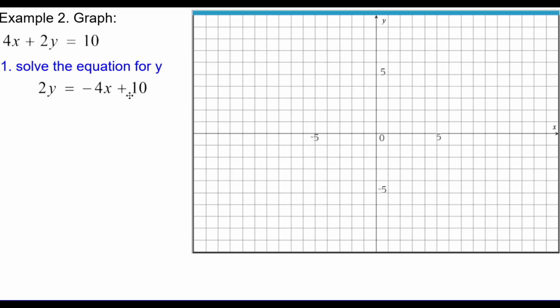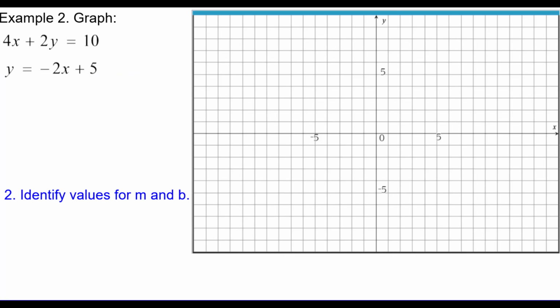So I'm going to subtract 4x from each side. Divide each term by the coefficient of y, which is 2. And then simplify each term. Y is equal to -2x plus positive 5. So the equation is solved for y in terms of x. Identify the values for m and b. So go ahead and do that. Resume when you're finished.